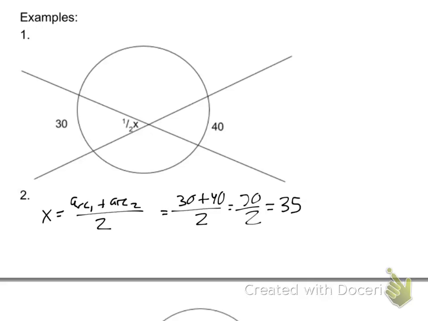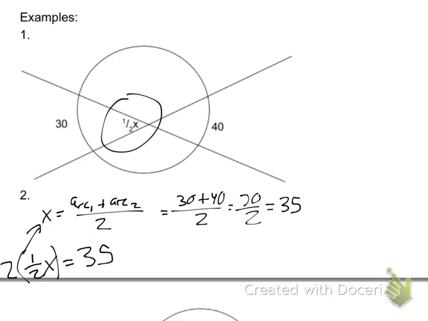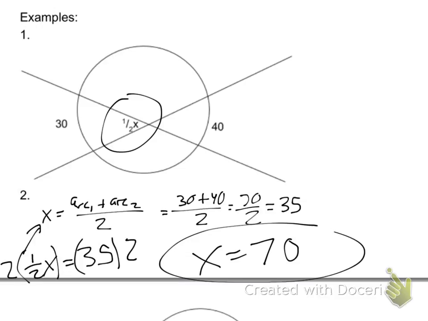In our particular problem, x is actually half of x. So this x here should say 1/2 x. I'll set that equal to my 35. Multiply it by 2, because the angle up here is a half. So I've got to get x by itself, right? That's why we multiply by 2. So x is equal to 70.